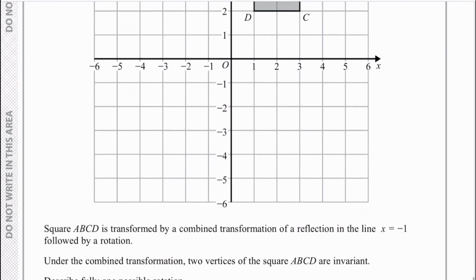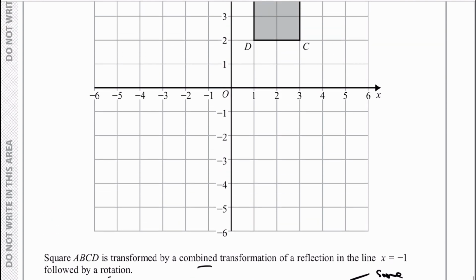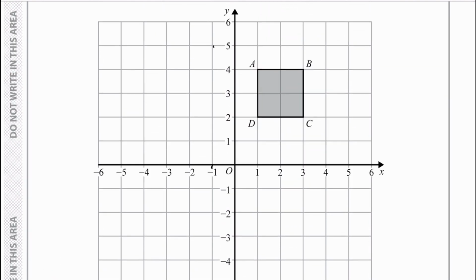So it says square ABCD is transformed by a combined transformation of a reflection in the line x equals minus 1 followed by a rotation. That's strange. Under this combined transformation, 2 vertices of the square are invariant, which basically means they come back to the same place. Now I know there are a couple of solutions with this, but it is an interesting one to have a go at. So the first thing that we'll do is reflect the shape ABCD in the line x equals minus 1, which is this mirror line along here.